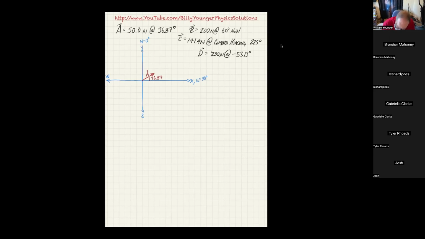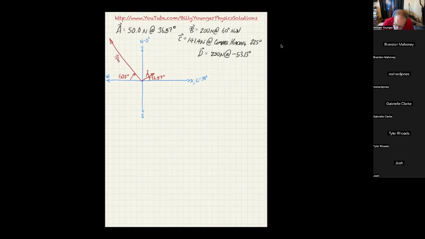And notice I just said at 36.87 degrees. So that means counterclockwise as measured from the positive x-axis. So I'll put that little arrow there. Then B was 200 newtons, and that's 60 degrees north of west, which literally would be way the heck up here. Now this angle is supposed to be 60.0 degrees, and that's vector B.